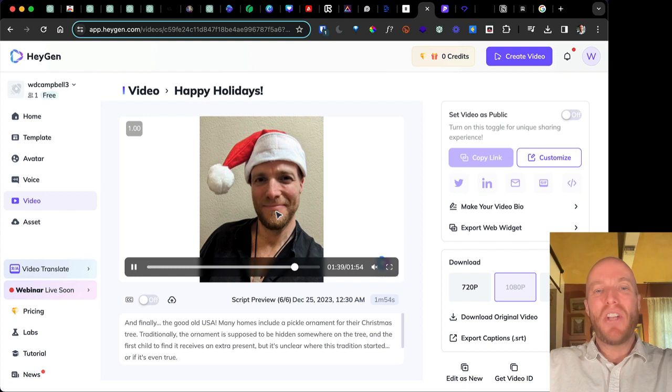And so it did a pretty good job with the lips, but obviously it couldn't figure out what the hat was, because this is kind of an irregular thing, having a bobble hat.